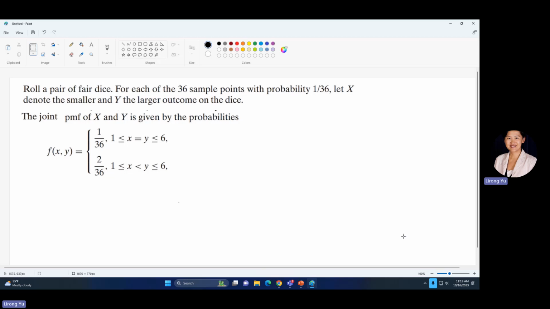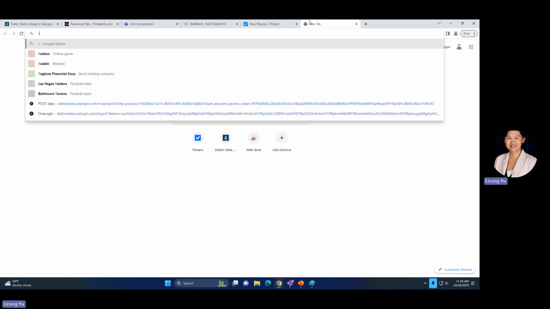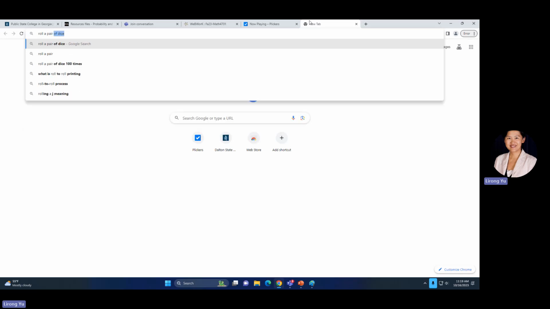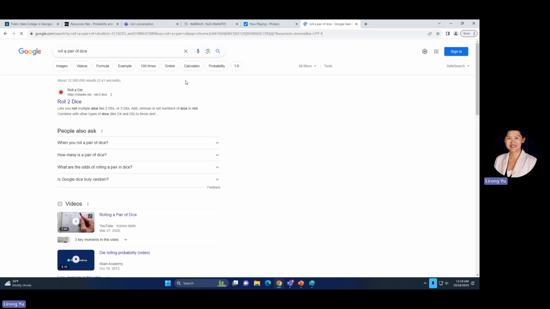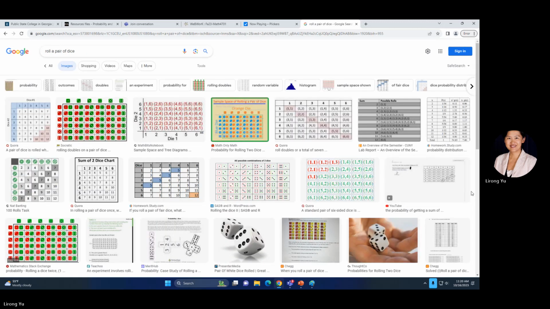So this table itself is meaningful, but yet it does have some hidden information. That's why I really prefer having the table already. So let's say we roll a pair of dice. I'm going to have the table. I don't want to draw it myself because it's time-consuming. So here is an image for rolling a pair of dice.